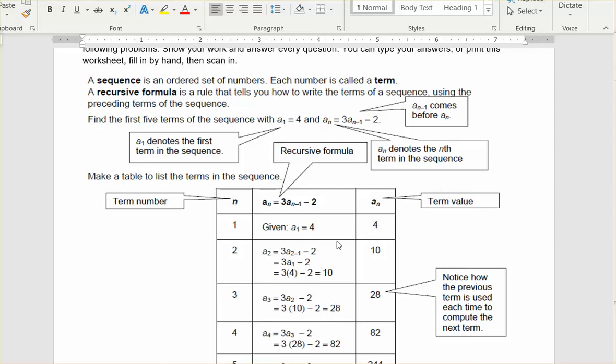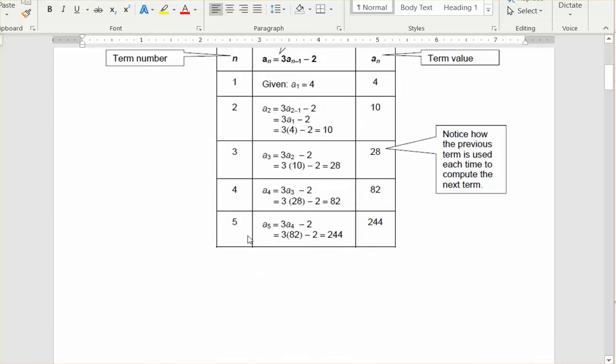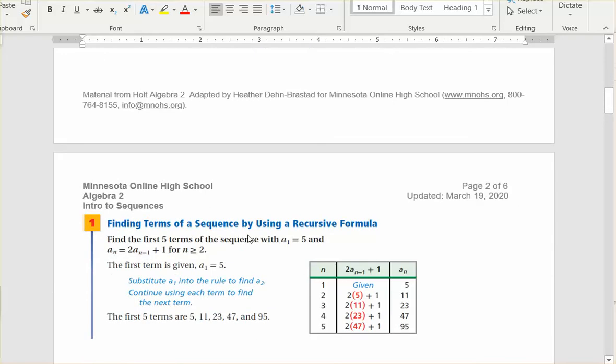and then minus 2. So for the recursive rule, you need to know the numbers in order of the terms, and you can only find the next term from that. So to find the third term, we take our answer from the second term, multiply it by 3. 3 times 10 is 30, subtract 2, you get 28. So you always use the previous term to compute the next term. That's called the recursive formula.